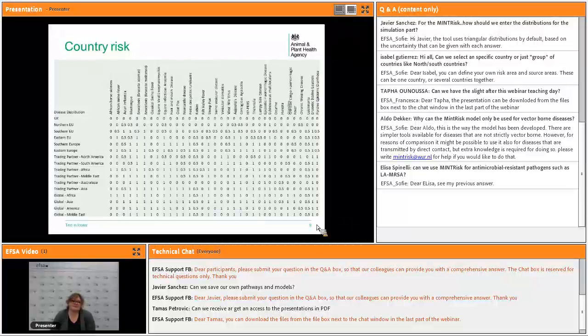So here's an example, a snapshot of what the tool itself looks like. You can see here all the different regions lined up on the left, and then along the top are the different diseases that we've so far got in the tool. And we've given a score to each of those diseases in those regions. 0.5 suggests that disease may be present in wild animals or backyard or small holding premises, but very rarely getting into the big commercial premises, whereas a score of 1 suggests that disease is regularly in commercial premises.